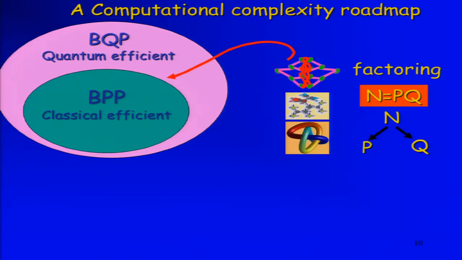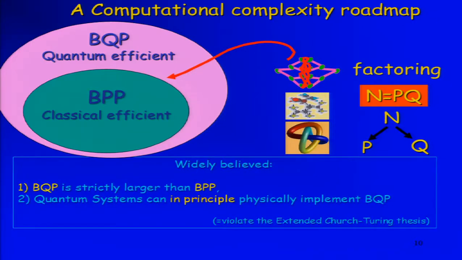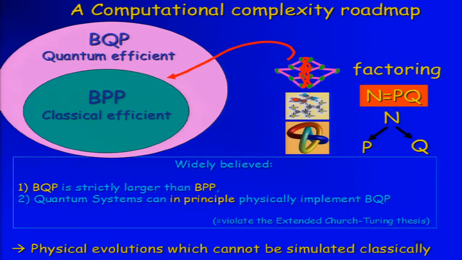So if we look at the class of problems which can be solved by a classical computer efficiently, this is denoted by BPP, bounded-error probabilistic polynomial time, but you don't have to remember that. This seems to be strictly smaller than the class BQP, which is the same but with quantum computers. Those problems that I talked about before are here, but we don't know that they're here. So we widely believe that BQP is strictly larger than BPP. And there's another belief that we add to it, which is that we believe that those BQP algorithms can in principle be physically implemented. So we believe that there's no physical obstacle to building a quantum computer. Together, these say that we believe that there are physical evolutions that cannot be simulated efficiently by classical computers.